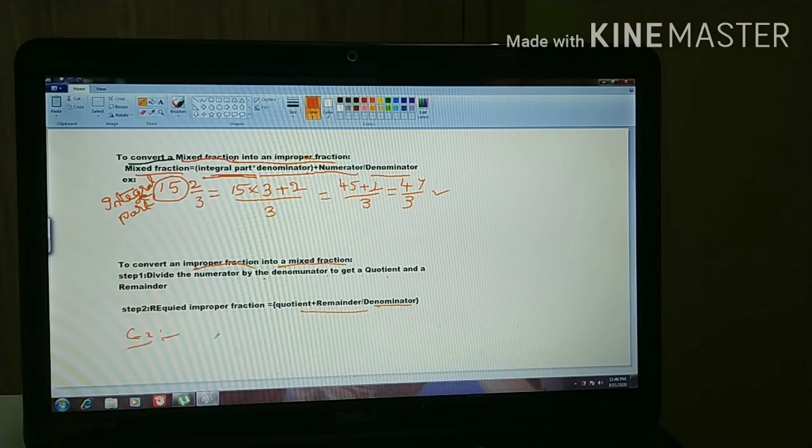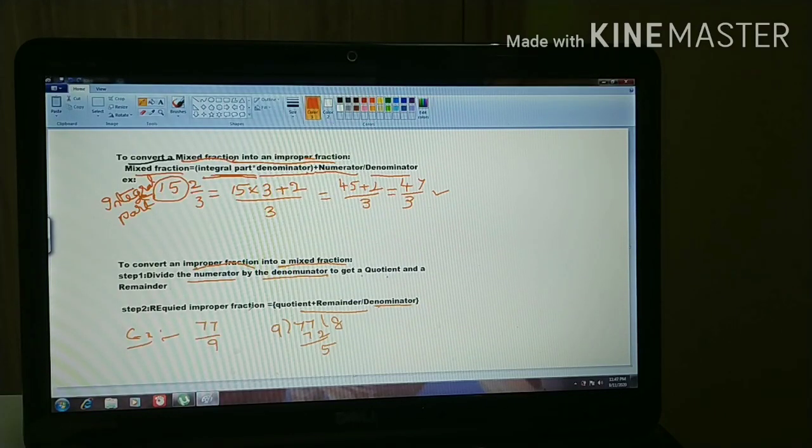What is the example I am taking here? 77 by 9. Now what to do on dividing? Observe the first step. What is our first step? We divide the numerator by the denominator to get a quotient and a remainder. Divide the numerator by the denominator, 9. 9 8s are 72. You will get remainder 5.